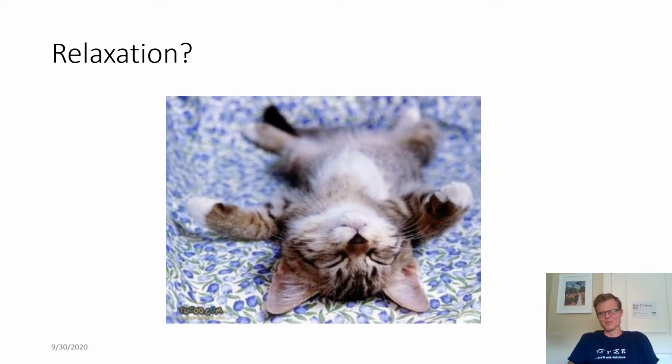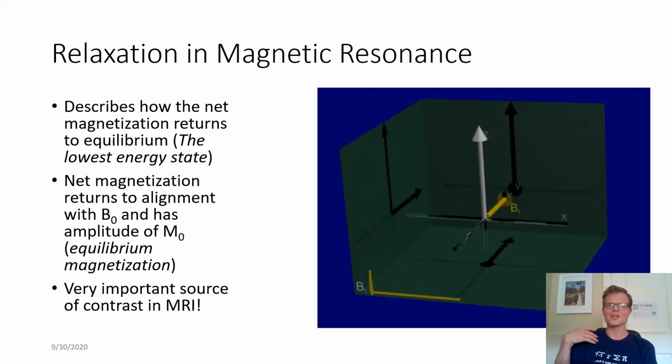Or my personal favorite here, this looks like relaxation to me. I could probably lie down like this right now. So to get to the point, what is relaxation? Relaxation is returning to the lowest energy state or the equilibrium state of the system. So arguably that cat, I would say, was at the lowest energy state. It was at some sort of equilibrium.